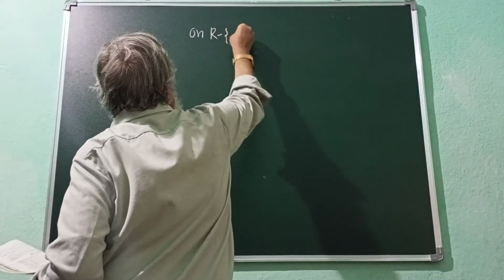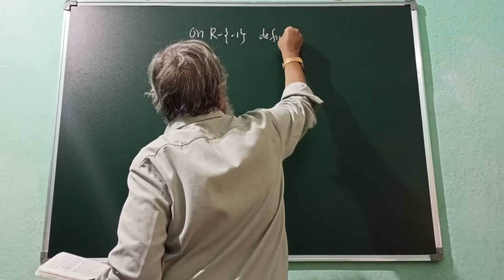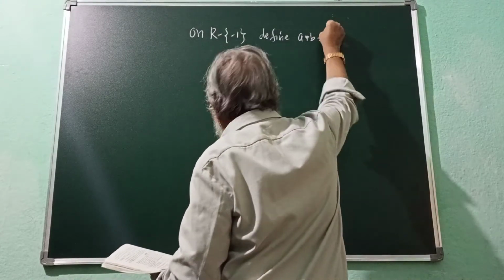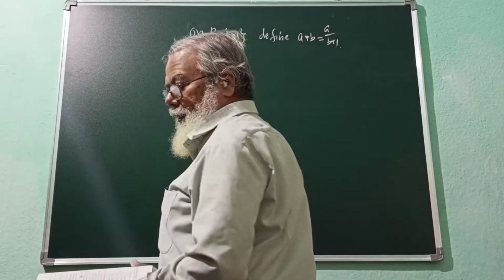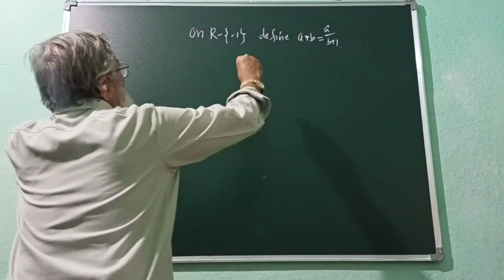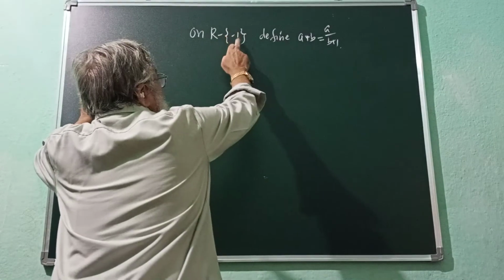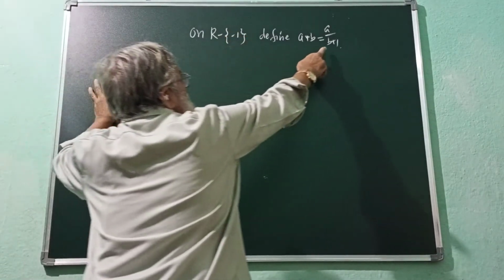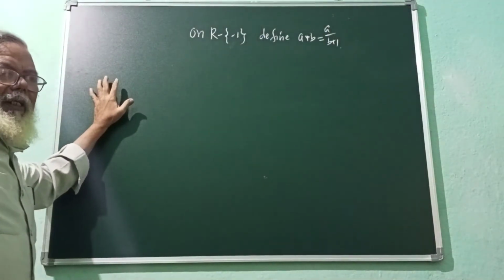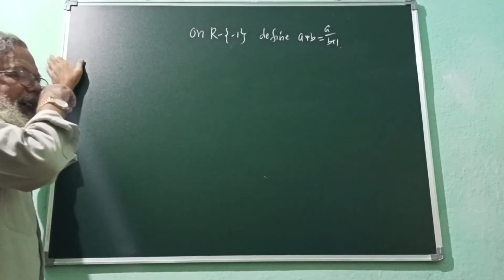R minus {minus 1}. Define A star B is equal to A by (B plus 1). We have to check for the binary operation, for the commutative law and for the associative law. Now what is the meaning of this? It is the set of all real numbers except minus 1. Why have we removed minus 1? If you put minus 1, the binary operation will not be defined. It will be something by 0, which will be infinite. So that's why we are considering the set of real numbers which does not contain minus 1.